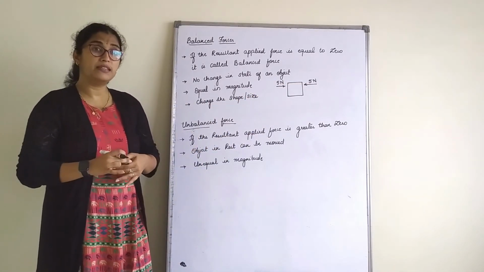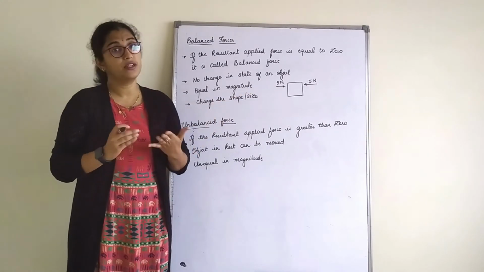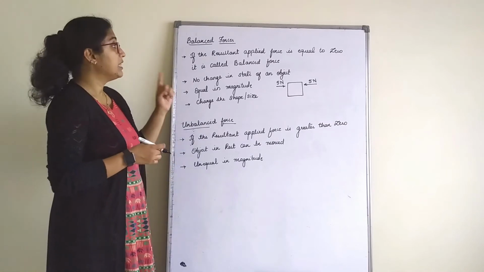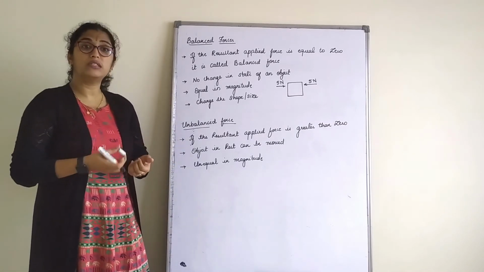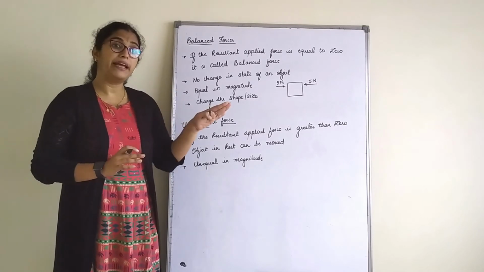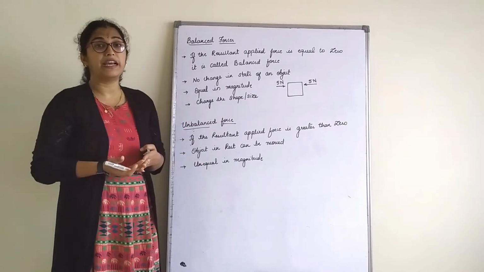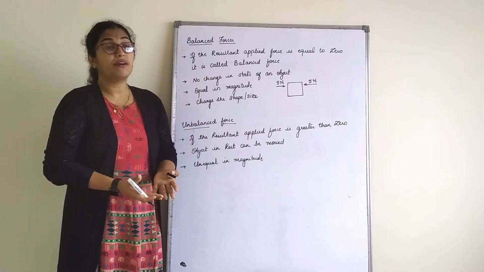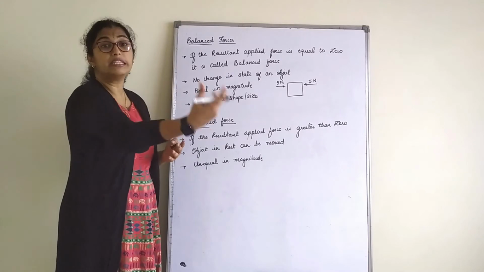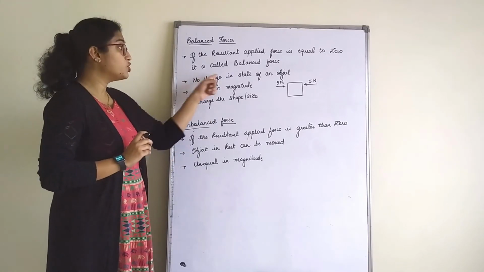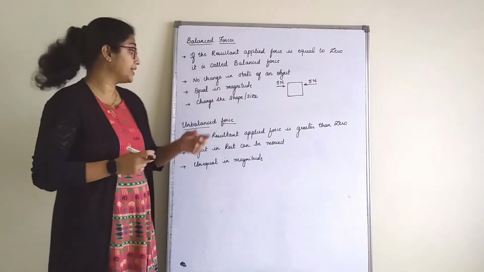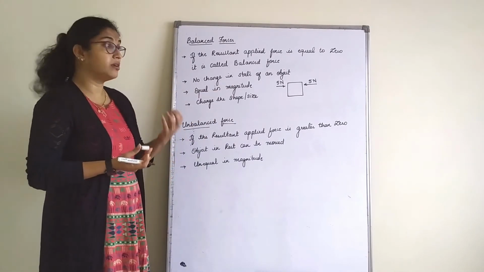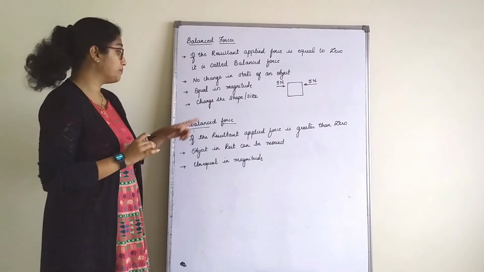So what can happen in this case? Will the box move? No. The box will not move. It will be stationary. The resultant applied force is equal to 0. Why 0? I am applying 5 Newton. She is also applying 5 Newton. So the resultant force becomes 0. Why? Because the object is not displaced from its position. There is no change in the state of the object. Our forces are equal in magnitude, but in opposite direction.